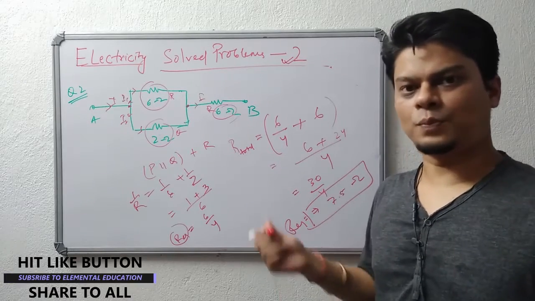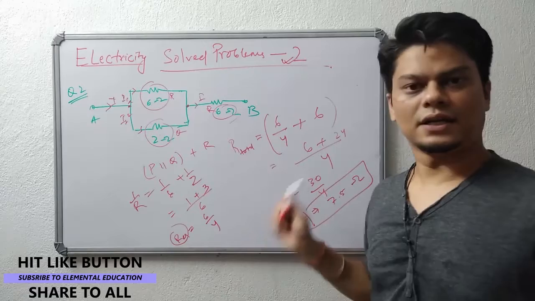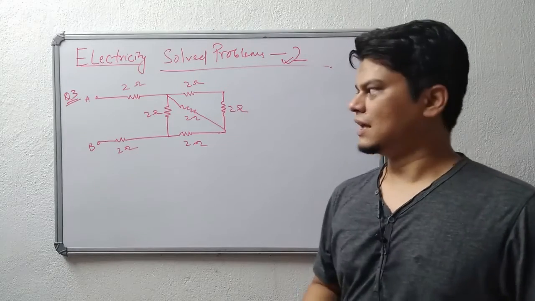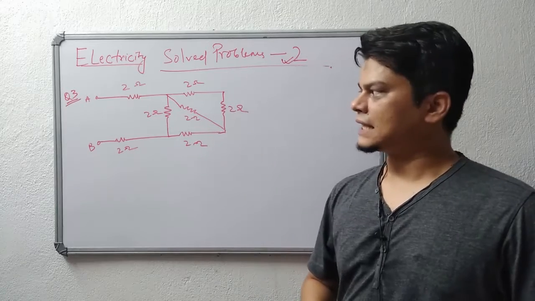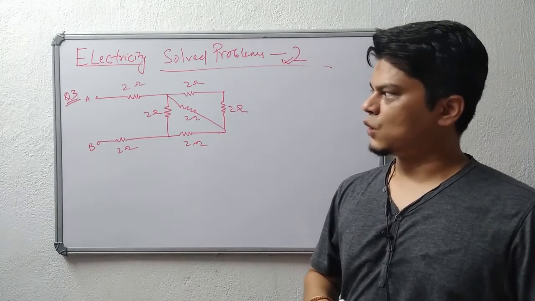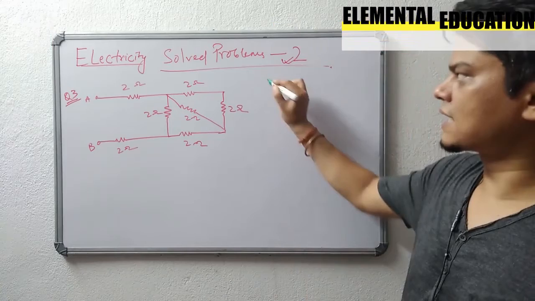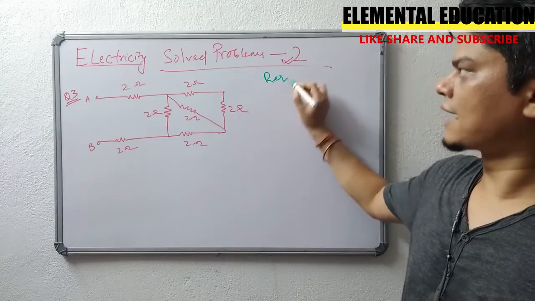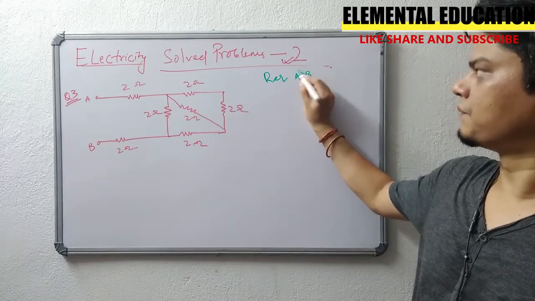So guys, I hope you also understood this question. Now let's go for the next question. So guys, let's see this question. This question also says we have to find out the R equivalent across this point A and B.